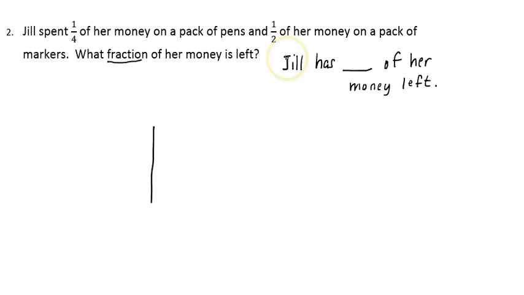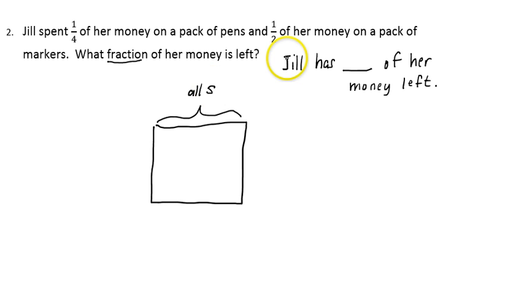I'm going to start with a fraction model that represents all of Jill's money. So we'll say this is all of her money. If I go back to the problem, she spent 1/4 of it on the pens. I'm going to divide that into 4ths. And we'll show that she spent 1/4 on the pens. Then she spent 1/2 of her money on the pack of markers.